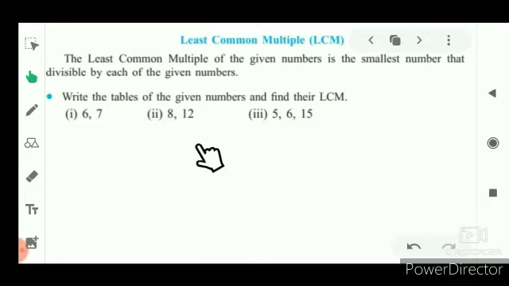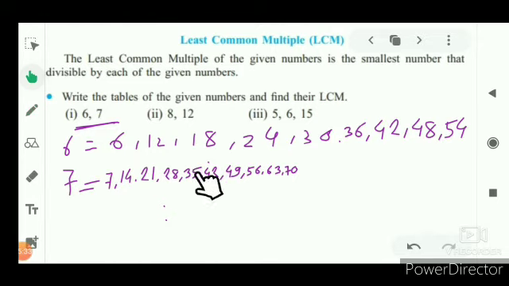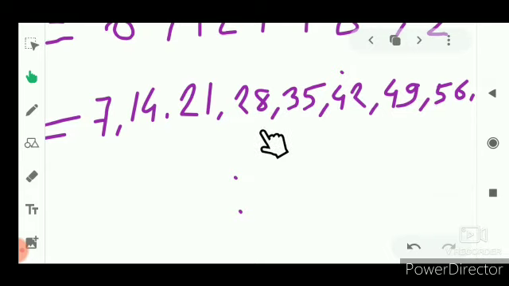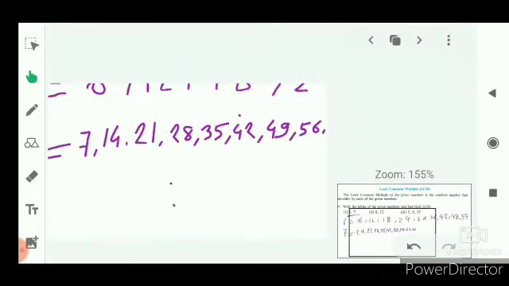In other words, we can say that the LCM is the smallest multiple common to both the numbers. For example, let's see 6 and 7. These are the two numbers. The multiples of 6 are 6, 12, 18, 24, 30, 36, 42, 48, 54. Similarly, the multiples of 7 are 7, 14, 21, 28, 35, 42, 49, 56 and so on.